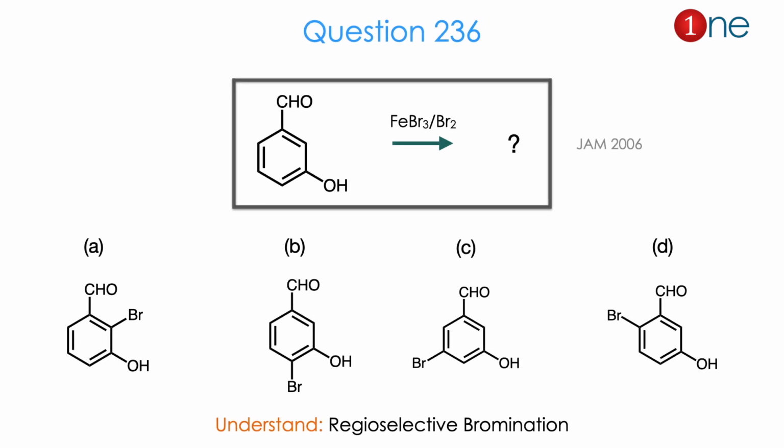Let us see the first question. The starting material is para-hydroxybenzaldehyde. You are using ferric bromide and bromination. They ask you to find the product. 4 products are given, and they differ in the bromination, whether the bromination occurs in the second position, fourth position, fifth position, or sixth position. So from the question and possible 4 answers, you might realize the question is really about regioselective bromination. The answer is C. Let us see how.